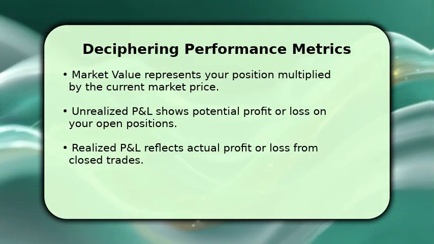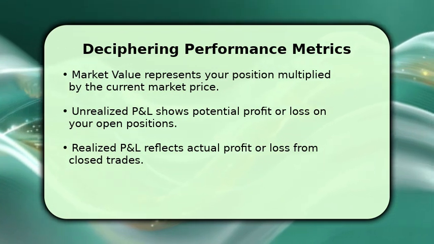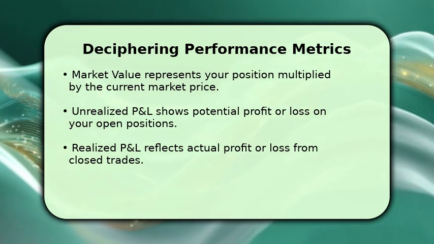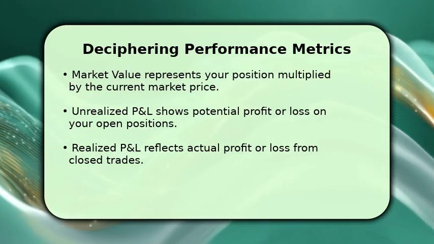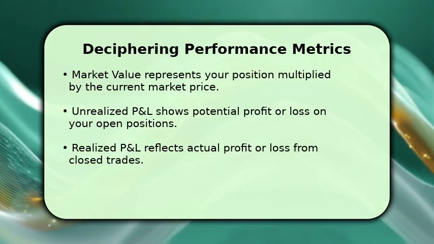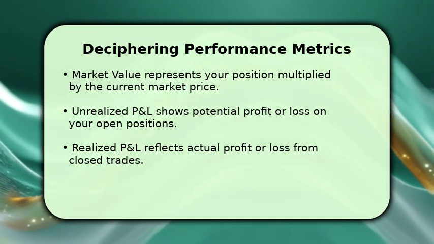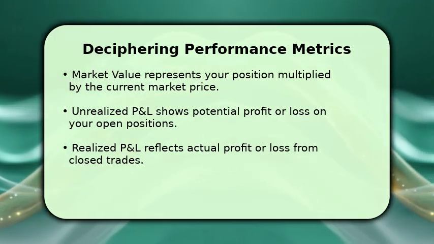Understanding performance metrics is vital for assessing your investments. Market value indicates the current worth of your holdings. Unrealized profit and loss, or P&L, shows how much you would gain or lose if you sold your open positions right now. In contrast, realized P&L is the actual profit or loss from trades you have already closed. Your cost basis helps you track your average entry price for each asset.